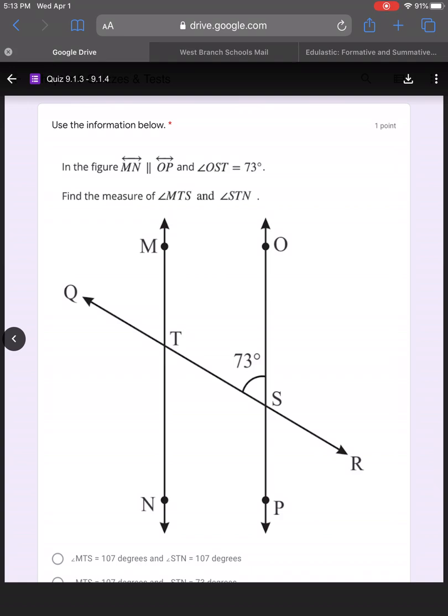All right, next, use the information below. In the figure, MN is parallel to OP, and angle OST equals 73 degrees. So that's the one that's marked 73 degrees. That is angle OST. Find the measure of angles MTS and STN.